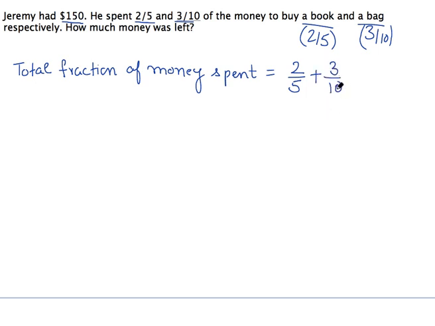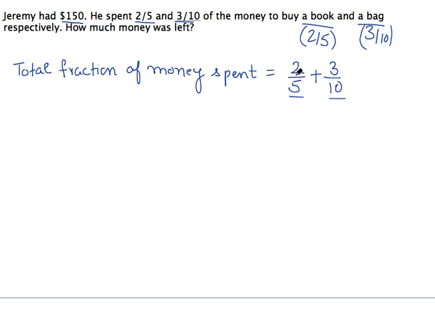Now we know that in order to add two fractions, their denominators have to be the same, right? So for that we need to find the least common multiple of the denominators. What denominators do we have here? We have 5 and we have 10. So what's the least common multiple of 5 and 10? Obviously it's 10, right? So the denominator of this fraction is already 10.